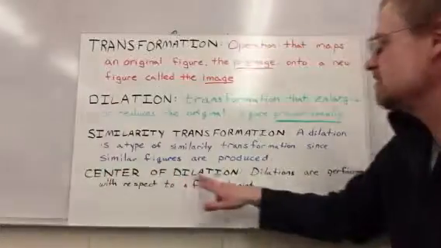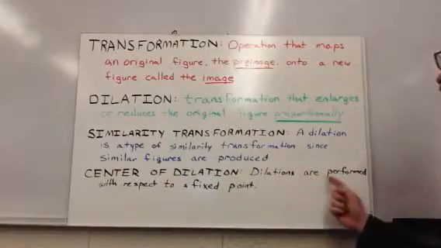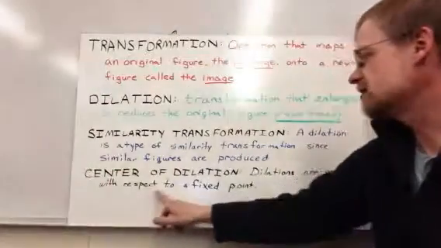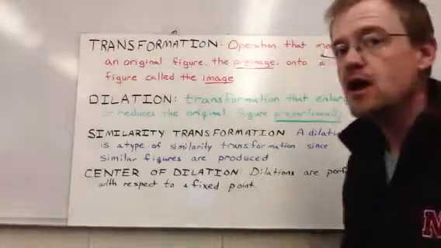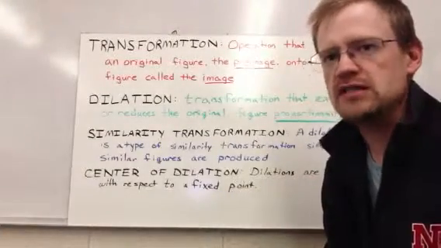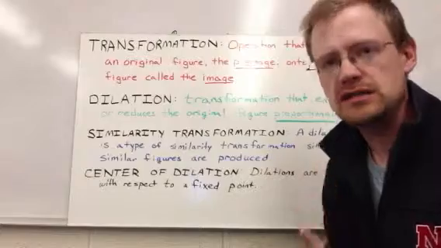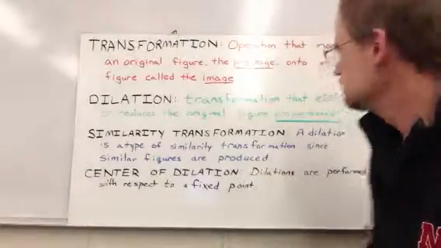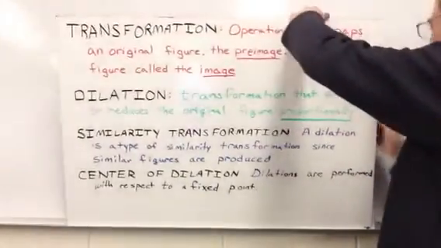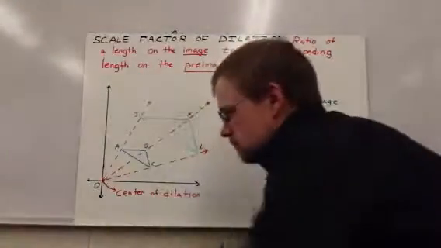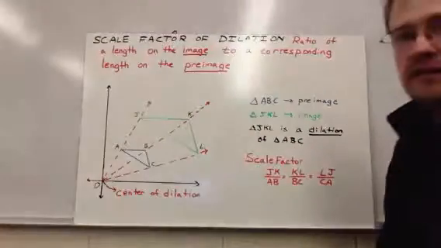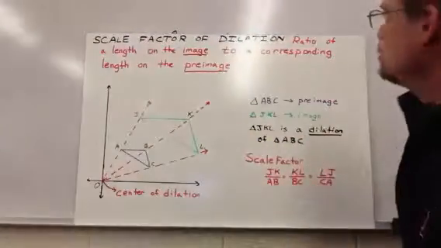And finally, the center of dilation. Dilations are performed with respect to a fixed point. Oftentimes, this fixed point is the origin, 0, 0. It's not always the case. Finally, the scale factor of the dilation.